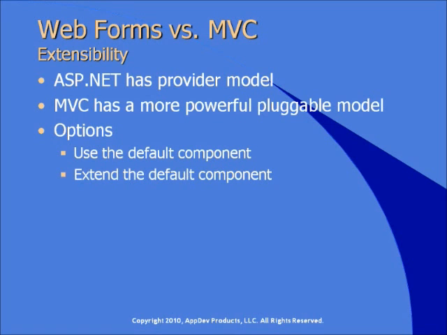But if the default component doesn't do quite what you need, because these are built on .NET Framework classes, you can extend the default component, just like you may extend any other object within the .NET Framework. And finally, you can completely replace the default component with a new implementation of the interface or the base class.